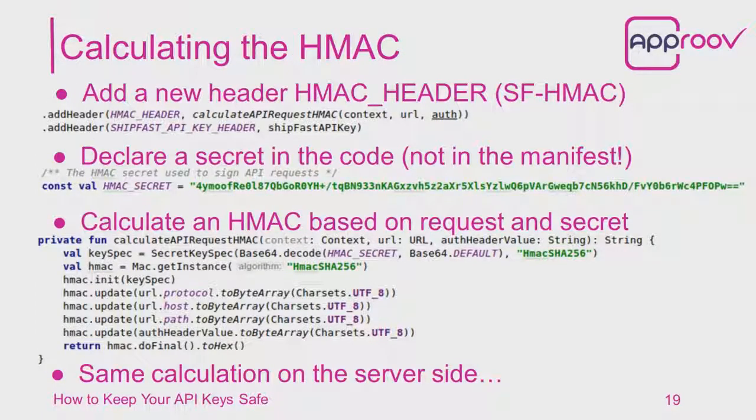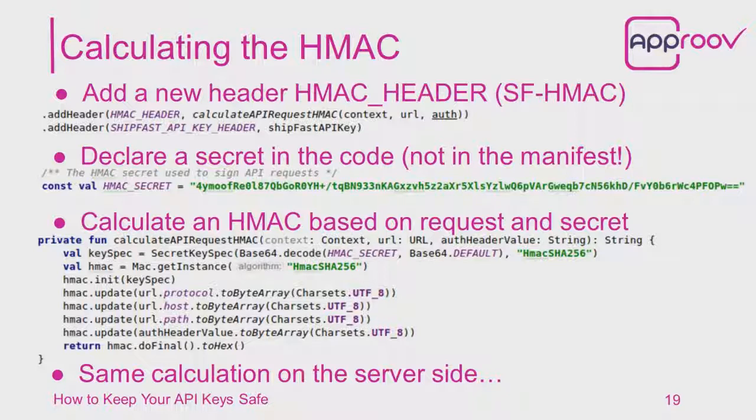In terms of what the code looks like to actually do that, it's not that much code. This is what we added into our client. We've got the API key header as before, and a new HMAC header with a calculate API request. We have an HMAC secret, which we put in the code, not in the manifest. Then we have a calculate API request HMAC function, which sets up with the right key, and then adds the parts that we want to put inside the HMAC, and generates a hex string, which is the signature, the thing we send in the header. And obviously you have to implement the same thing on the back end, probably in a different language. In our case, it's implemented in JavaScript because we're using a Node.js back end, but similar code.